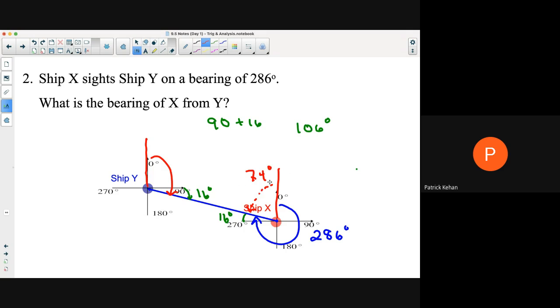And I know that 74 degrees and this red angle right here from ship Y, these two are supplementary. So if I subtract 74 from 180, that's going to also give me 106 degrees. That's another way to find this bearing here, right? So lots of different ways to do it. There isn't one specific way to do it, but it's all your choice of what you see first.